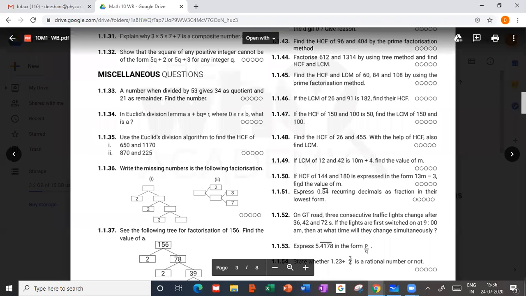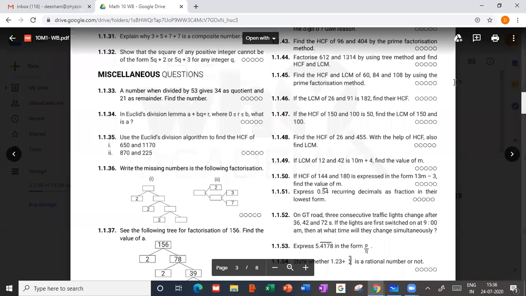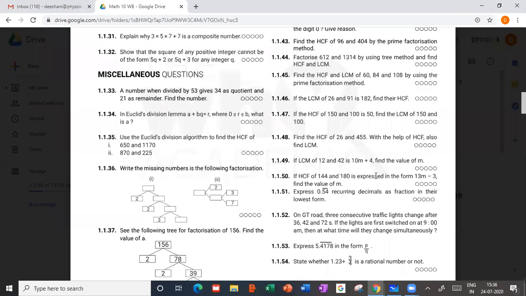Okay, so you got this, right? There are many questions based on this same format, like the 49th one. Here they have given you the LCM and an equation. So you just solve it in a similar way, just like you did for HCF. In this case, you find the LCM and then you get M.